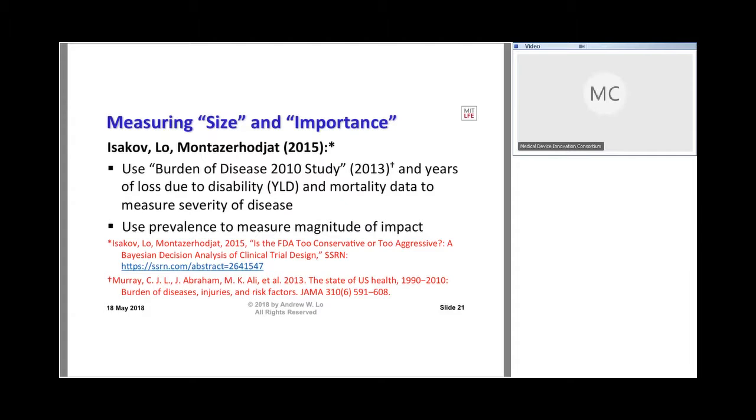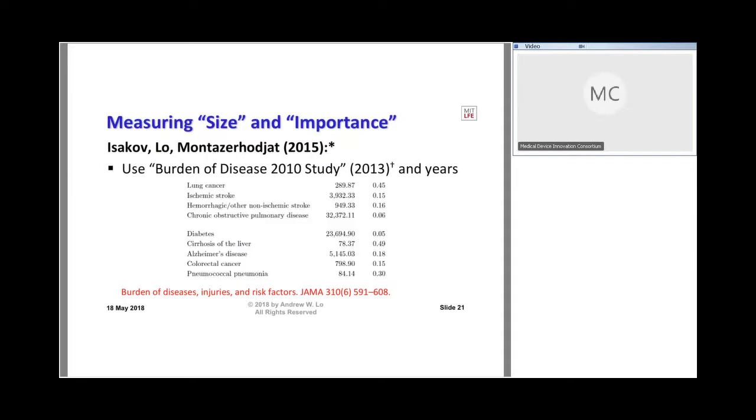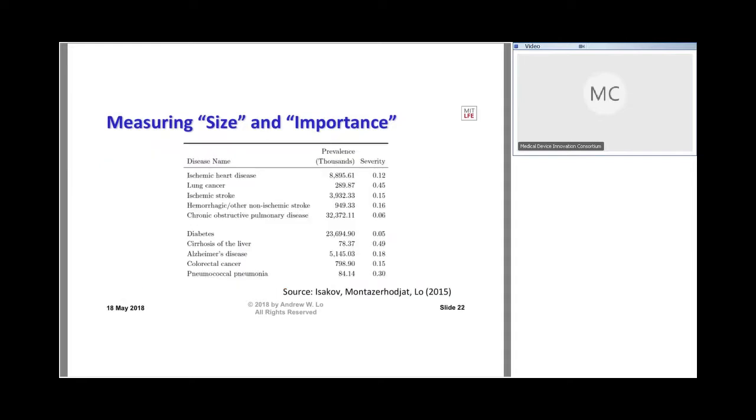So, for example, in the 2013 paper on the burden of disease from 2010, we actually used measures of the years of loss due to disability, or YLDs, and ultimately various different data on prevalence and severity. And using this data, it turns out you can actually quantify severity in a very straightforward fashion.